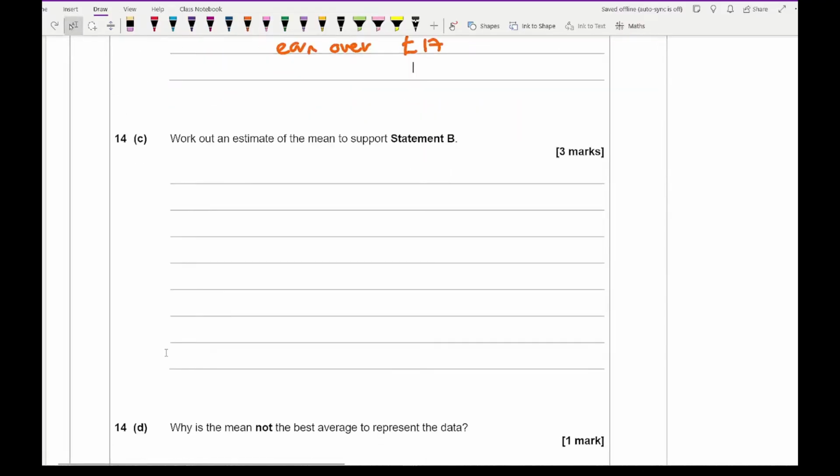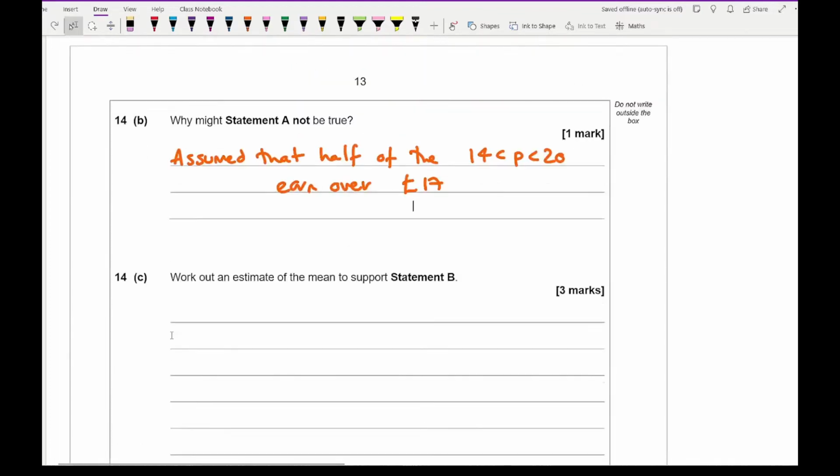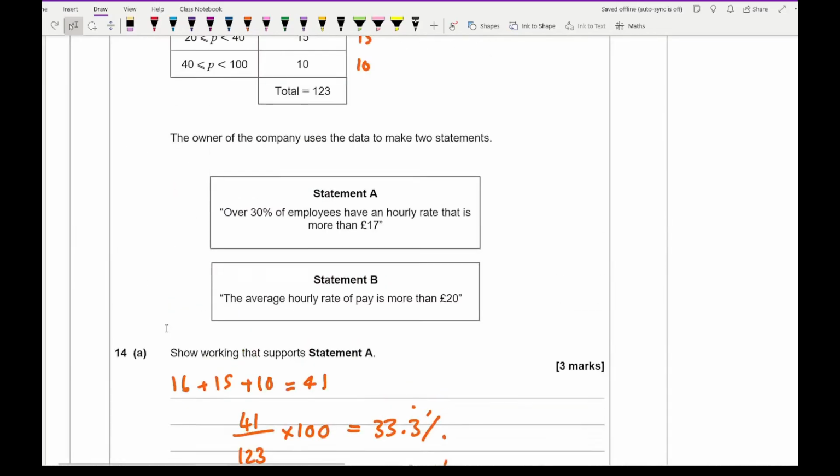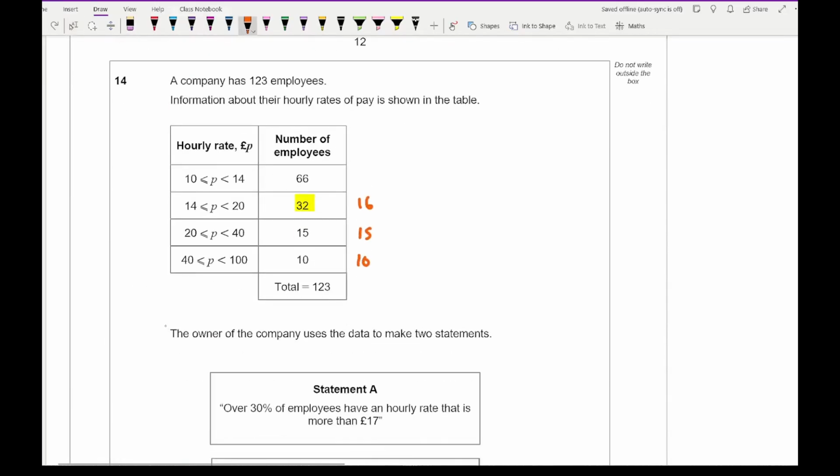It then says for 14C, work out an estimate of the mean to support statement B. So for this, what we need to do is go back to the table. I probably need to rub this out.